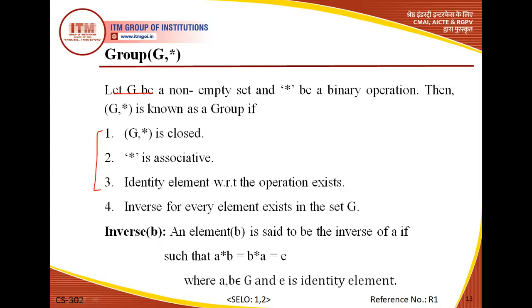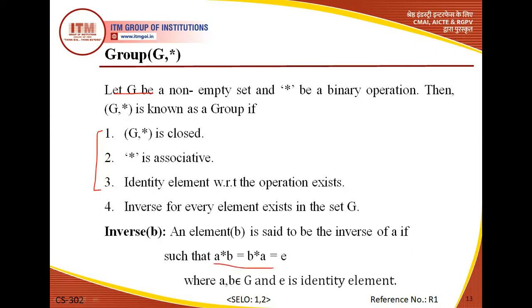Now an element would be the inverse of 1 if, when it is operated with 1, it would give the identity element, which is 0. So 1 operated with minus 1, so 1 plus minus 1 is equal to 0. Hence we would say minus 1 is the inverse for 1 with respect to addition. If we talk about multiplication, it would not be the same. It would not be minus 1, but with respect to addition, minus 1 would be the inverse of 1. So I hope inverse would be clear by this.